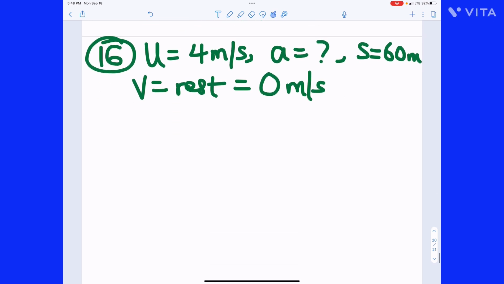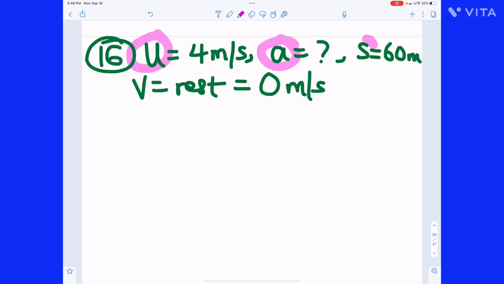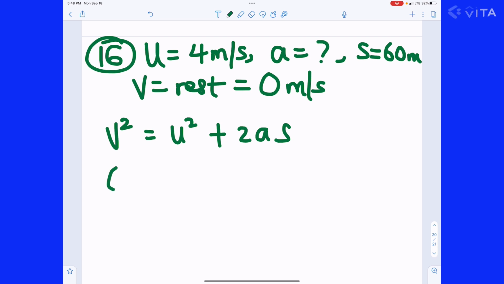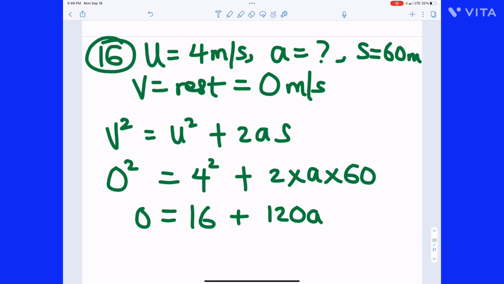So let's go. What is the acceleration? Here, what formula connects U, V, A, and S? Because these are the four quantities we have: U, A, S, and V. It is V squared is equal to U squared plus 2AS. In this case, we know our V, 0 squared. We know our U also, 4 squared. 2 times A, we don't know A, but we know distance, 60 meters. So 0 is equal to 16 plus 120A.